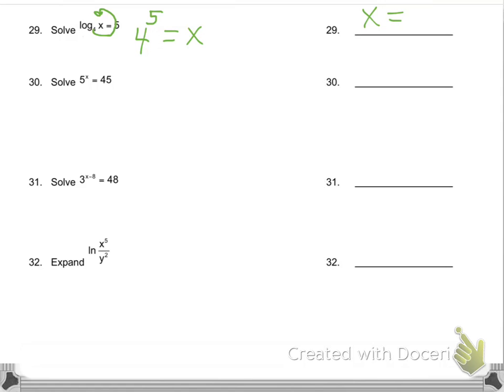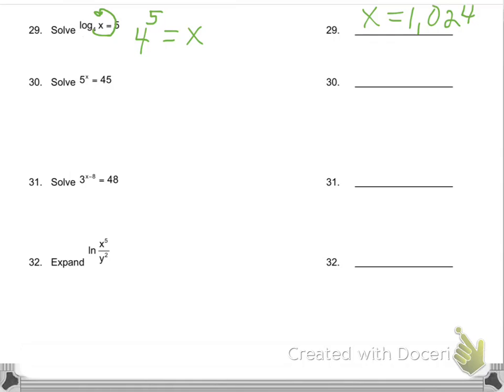So x equals 1,024. All I did was rewrite this in exponential form. The little number, the base, raised to the power, which is on the other side of the equal sign, has to equal what we're taking the log of, which is x.